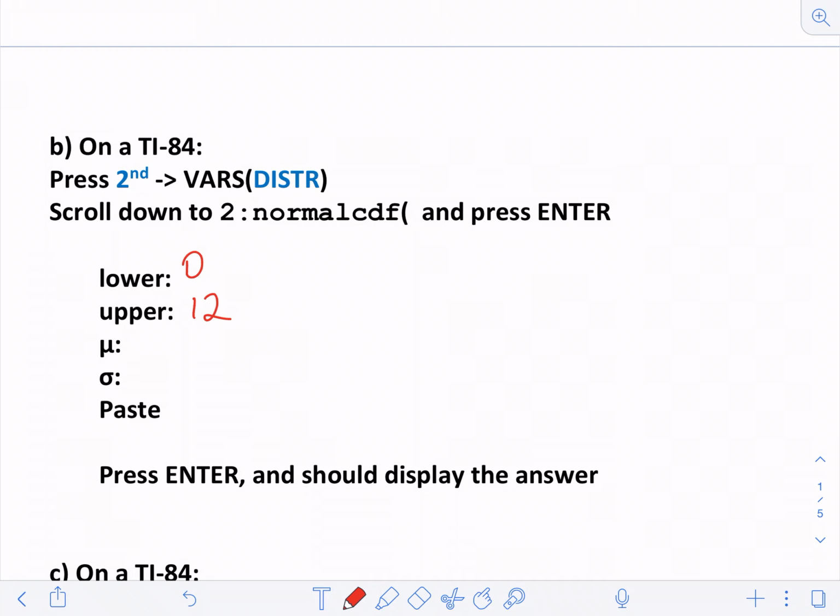What's our mean going to be? Well, the mean is 10, and the standard deviation is 2.3 like we had before. And let's go ahead down to paste and hit enter. And you should get, so the probability that x is less than or equal to 12 is going to be approximately 0.8077, so 0.808, right? Which we said 80%, that makes sense. That's a large majority of the graph.